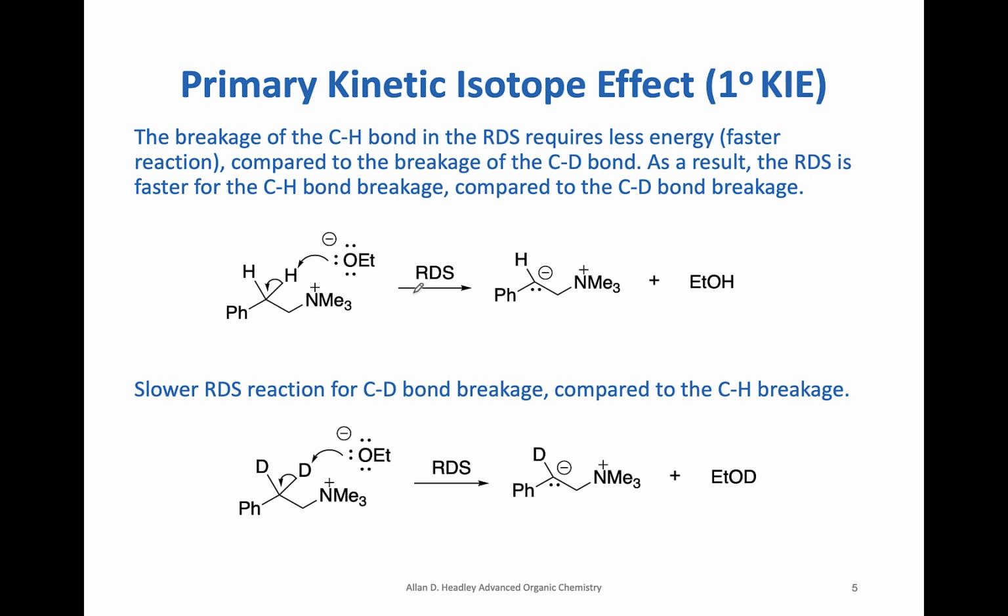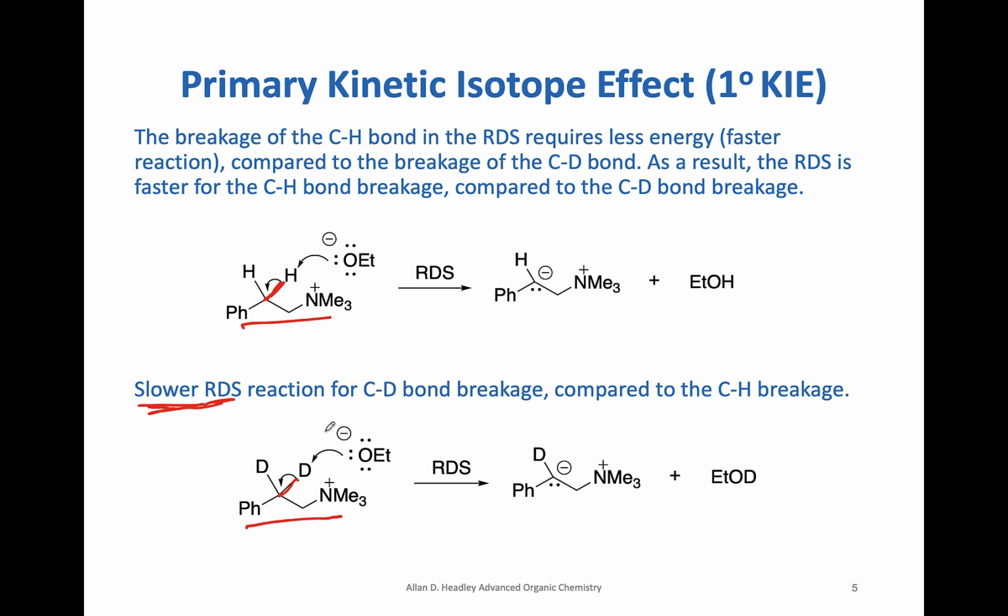So in the rate determining step here, as you can see, this is a bond breakage right here to give this conjugate base. This is the rate determining step. This is a weaker bond than this bond here. So therefore this is a slower reaction for the rate determining step compared to this reaction here, which is faster because this bond energy here is less than this.